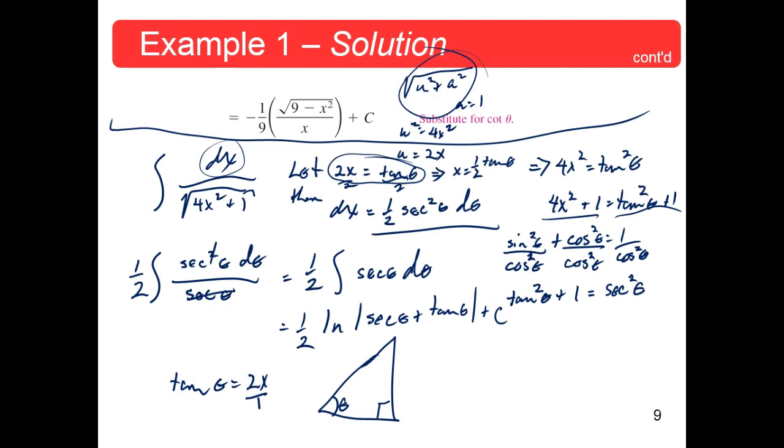What is it? What's tangent? Yes, opposite over adjacent. So the opposite here must be 2x, and the adjacent must be 1. Okay? Now, if that's the case, we need to figure out what secant theta is. Anyone remember what secant theta is?